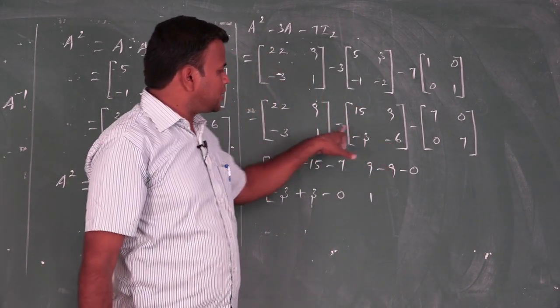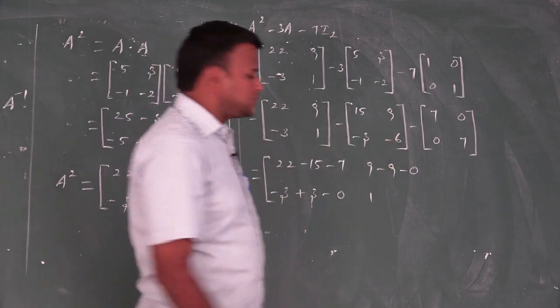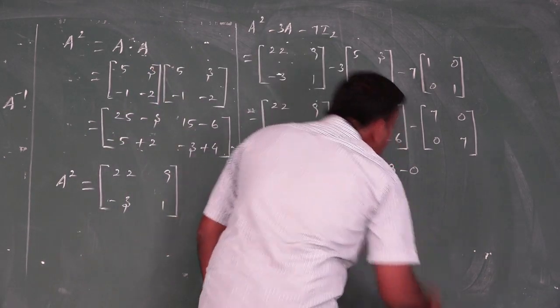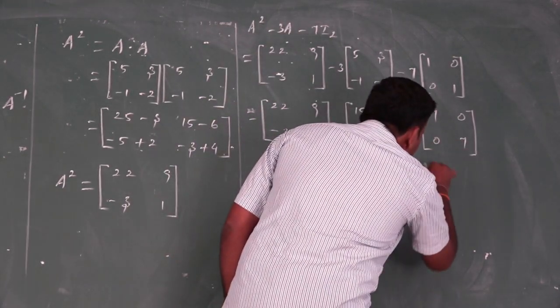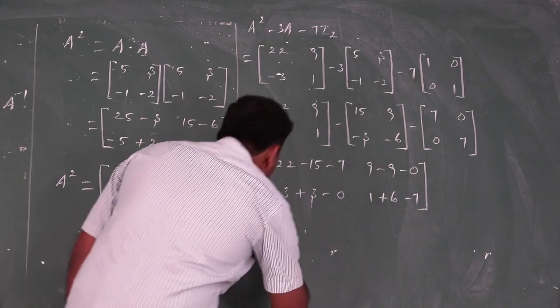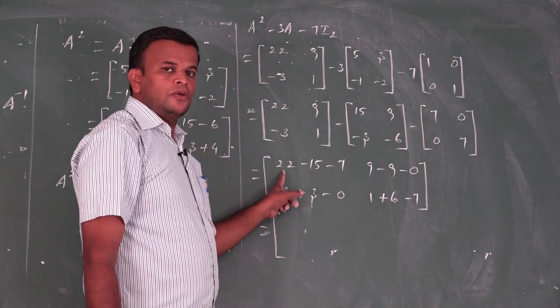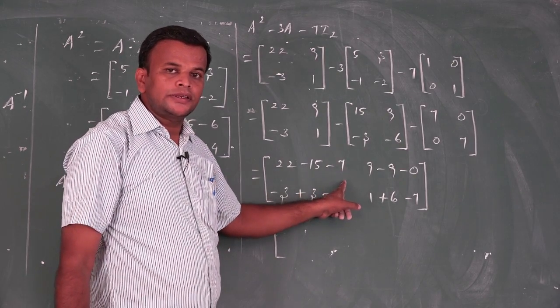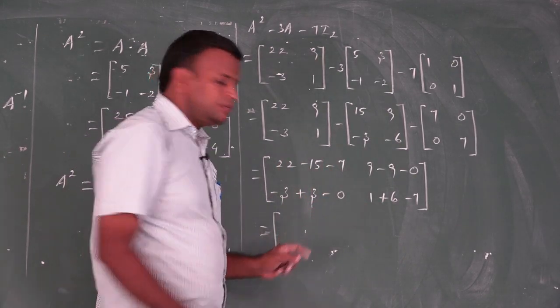Next, minus 6 is there, but outside also one minus, so minus into minus 6 is plus 6. Minus into 7 is minus 7. Now we check: 22, minus 15 minus 7 is minus 22. Plus 22 minus 22, it becomes 0.